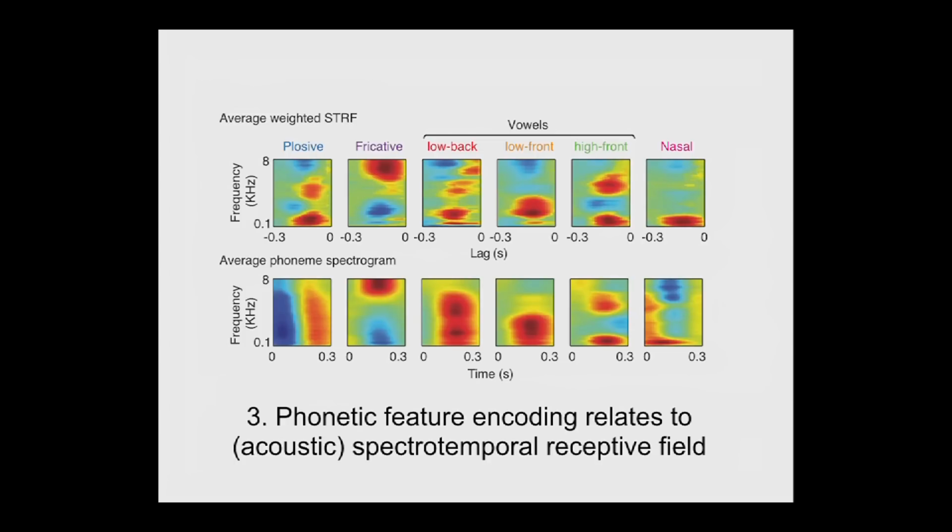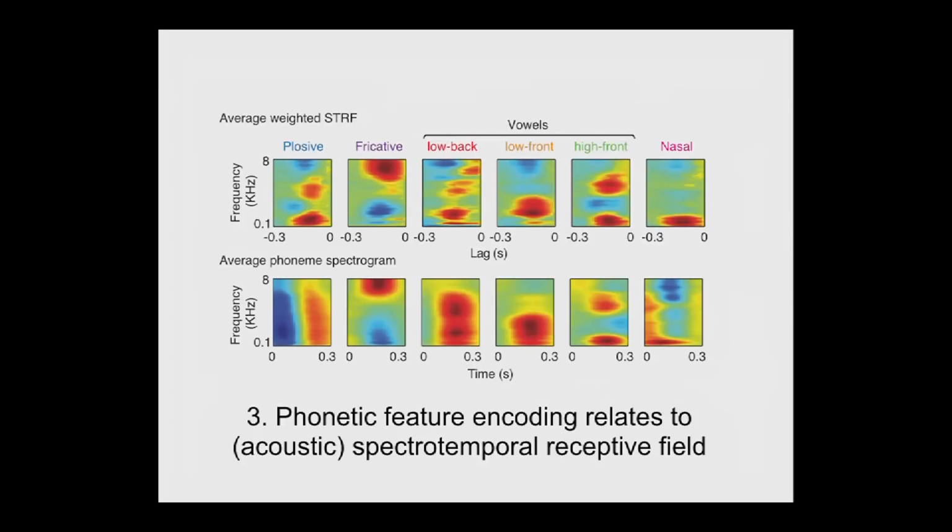When we, in the top row, I am showing you basically, when we look at the average tuning curves, the frequency versus time tuning curves for each one of those different classifications for plosives and fricatives, they're very similar to the acoustic structure when you average those particular phonemes. So what this means is the tuning that we're seeing that's corresponding to phonetic features is in fact tuned to high order acoustic spectrotemporal features. The brain is selecting specific kinds of acoustic information and converting it into what we perceive as phonetic.